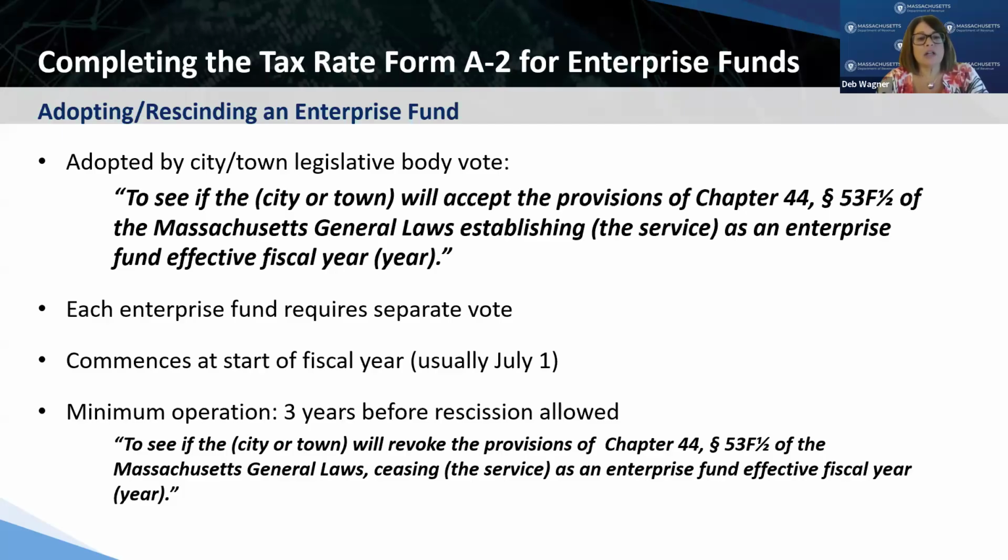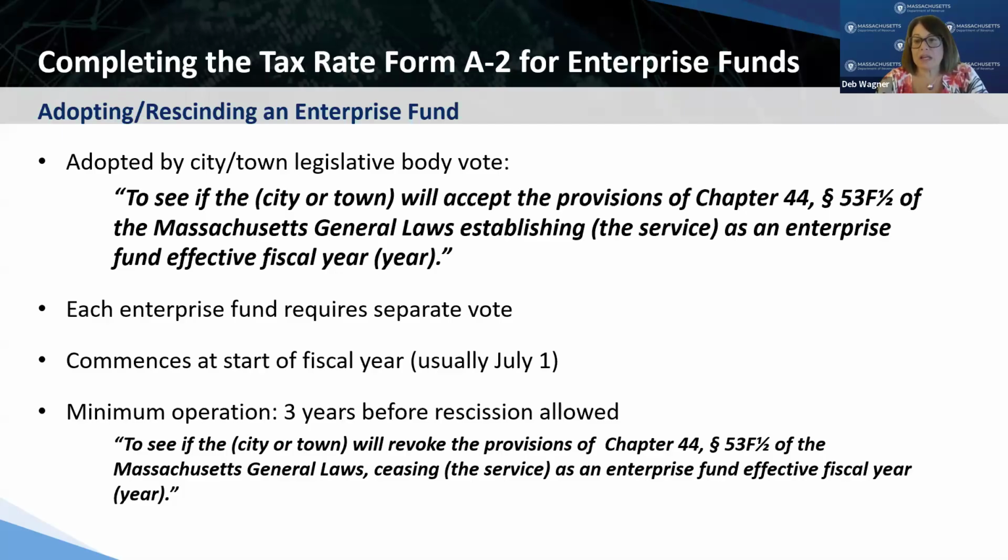As an enterprise fund, effective whatever the fiscal year is. And usually it's effective July 1st of, if it was for 26, it would be effective July 1st of 2025. And so that would be the beginning of fiscal year 26. And each enterprise fund requires its own separate vote to be established. And as I mentioned, they start at the beginning of the fiscal year, July 1st, usually.